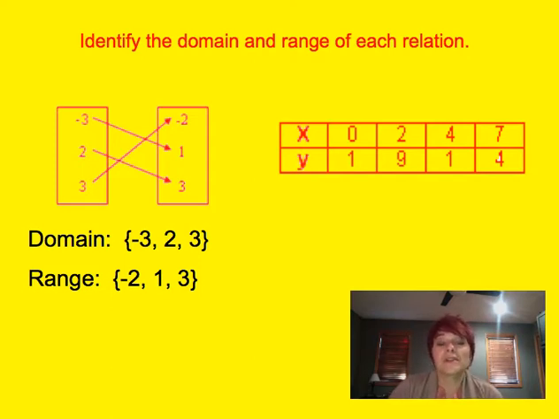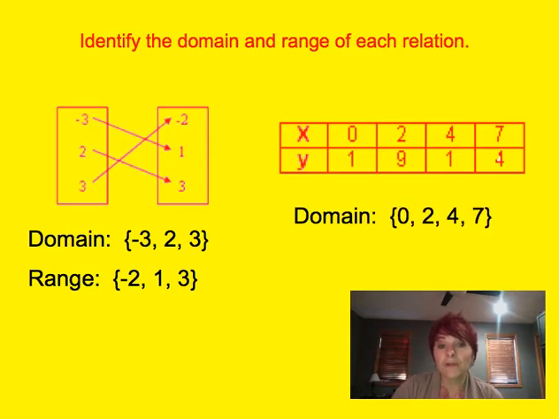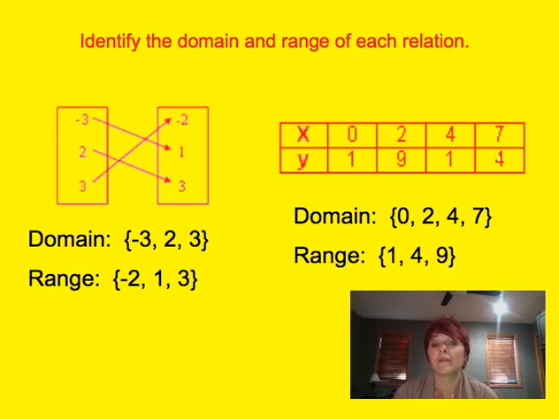In the next box, you see a relation where you've got x and y. The domain for this is going to be the set of all x's, going back to our definitions. So the set would be 0, 2, 4, 7. And then the range is going to be the set of all y's, which in this case would be 1, 4, 9. Notice I put those in ascending order from least to greatest, and I did not need to put 1 twice. Once you say 1, you only need to say it that one time.